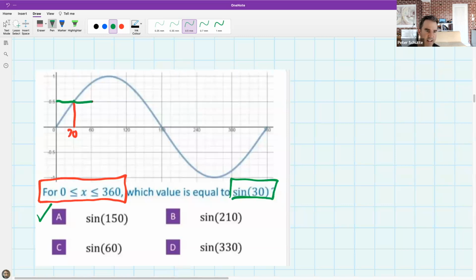And if I extend this across, you notice that the next time that the sine graph gets to 1/2, what x value is going with that? And it looks to me like it's at 150. So I want you to put into your calculator the sine of 150. And what do you get as the value? Do you get 1/2?